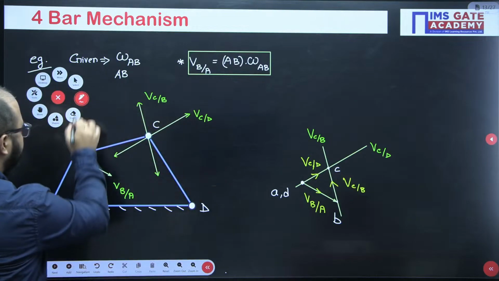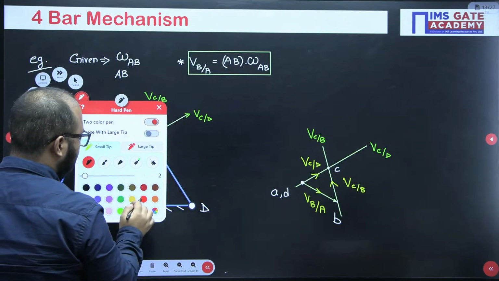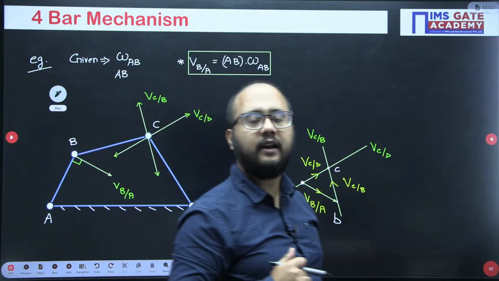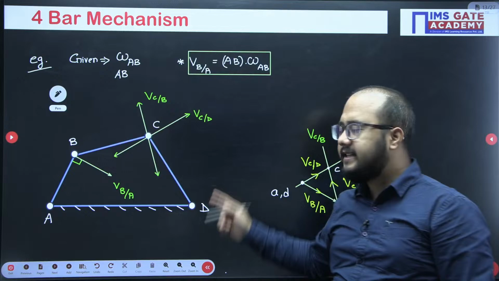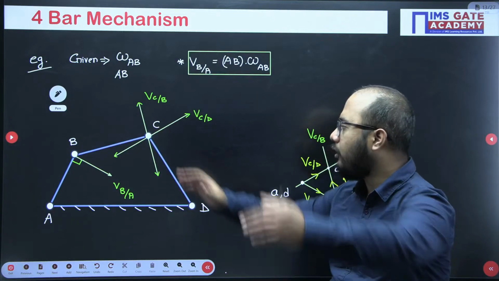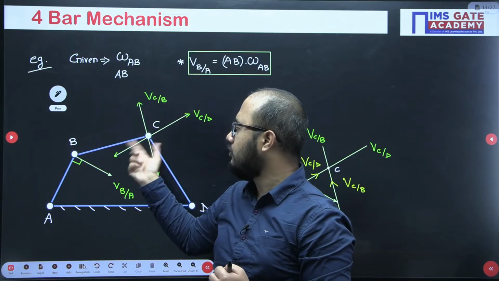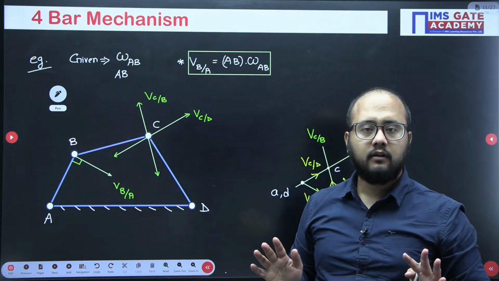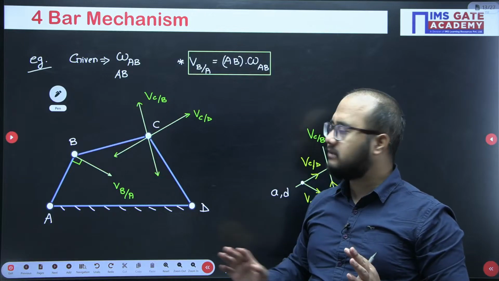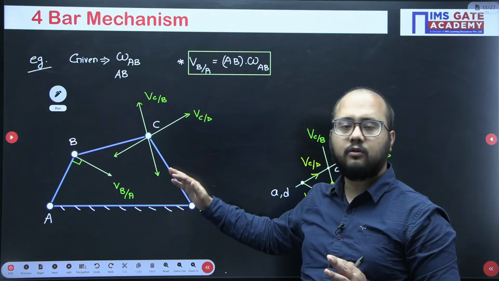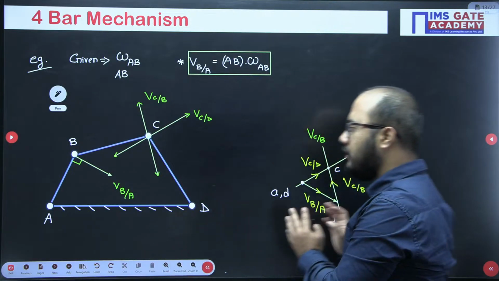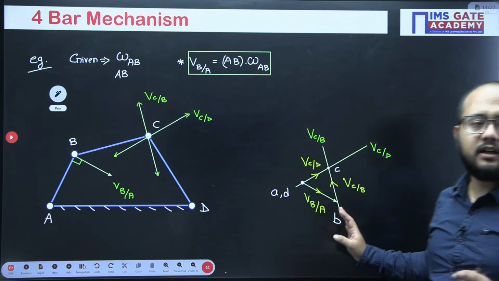Now, as I told you, we can tell about the sense of rotation of link BC and CD. When I drew this velocity vector, I told you I don't know whether BC is moving clockwise or anti-clockwise. Similarly, I told you that I don't know whether the CD link is rotating clockwise or anti-clockwise. This answer we will get from the velocity diagram. So I have drawn the velocity diagram completely.